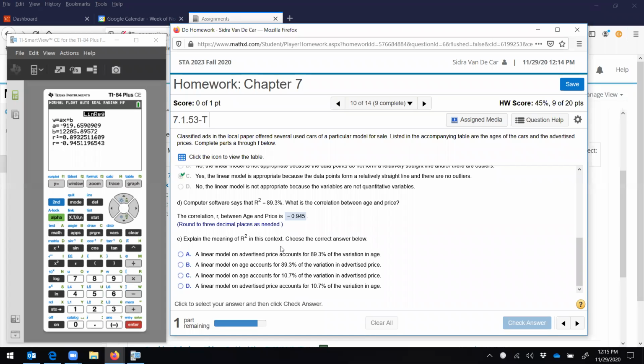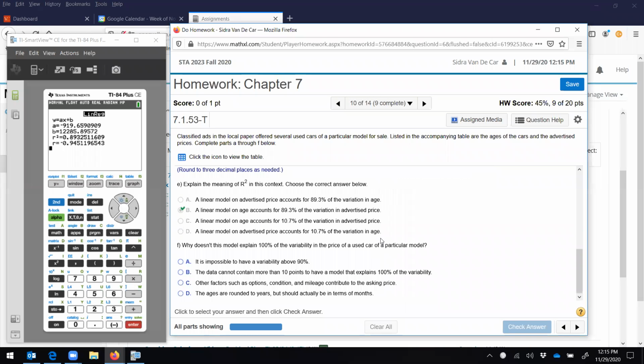Explain the meaning of R squared. That's the percent of variance explained in the price based on the age. 89. Why doesn't this model explain 100%? There are other factors besides just the age of the vehicle, right? There you go.